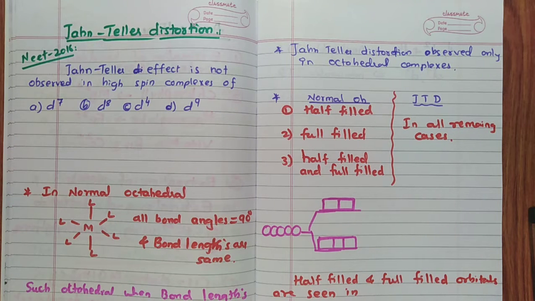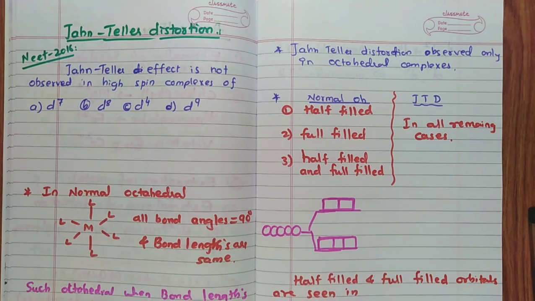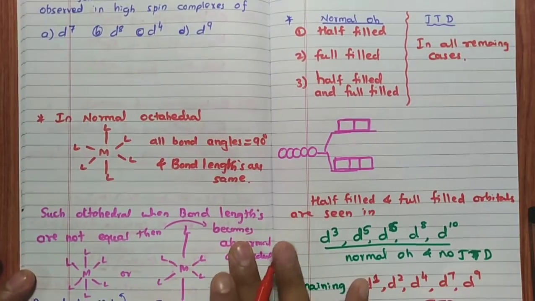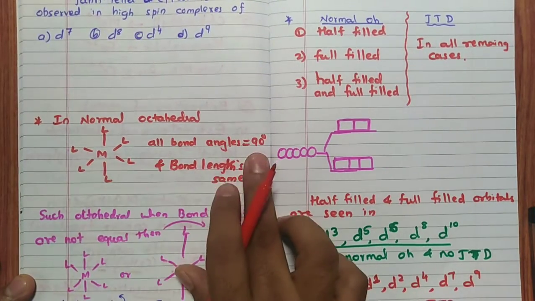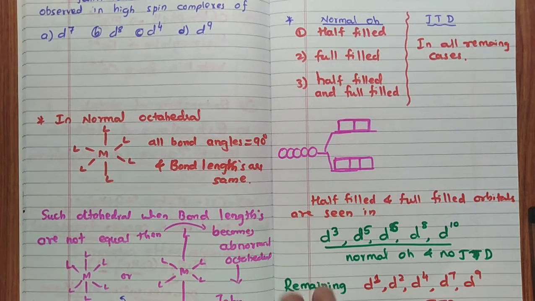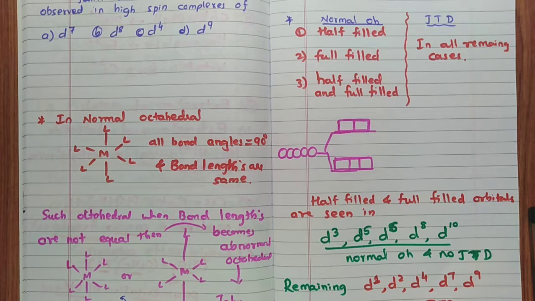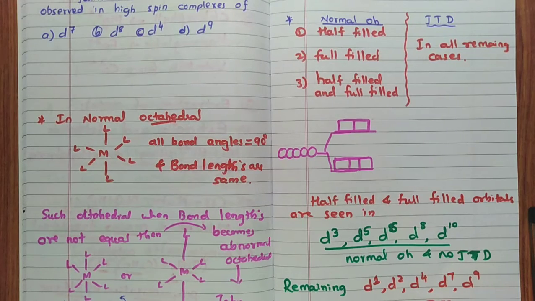How to identify when the question is given like this? Remember, only such questions they can ask. A detailed explanation is not necessary here. Just remember this much. In a normal octahedral, how will it be? In a normal octahedral, all bond angles are 90 degrees and all bond lengths are equal. Remember that. That is the normal octahedral state.